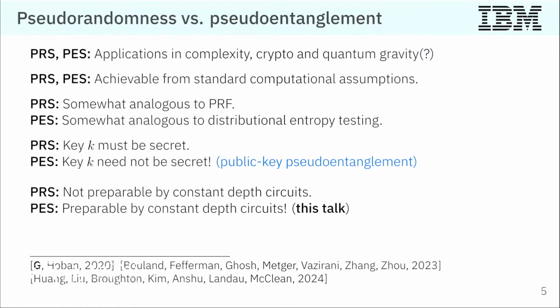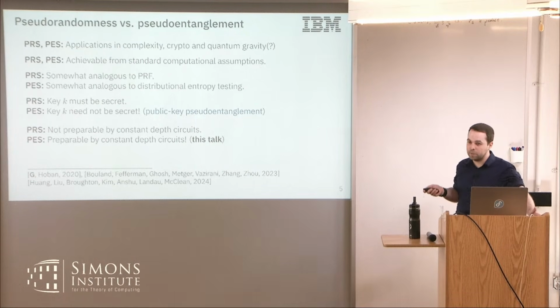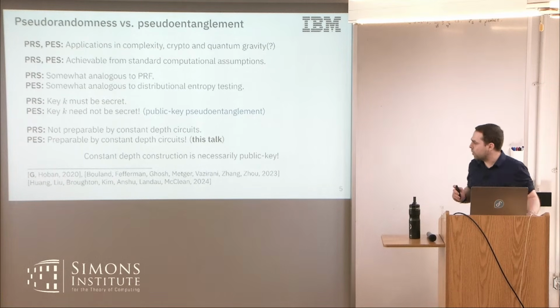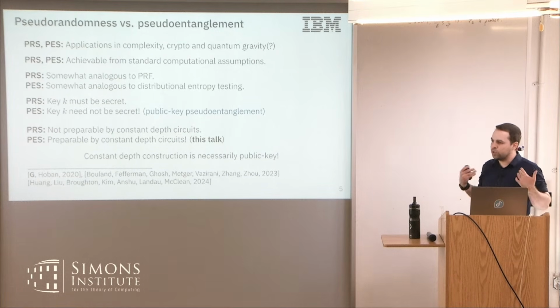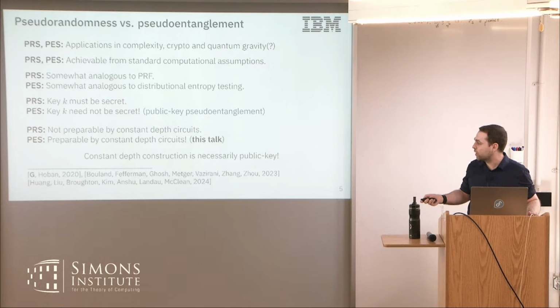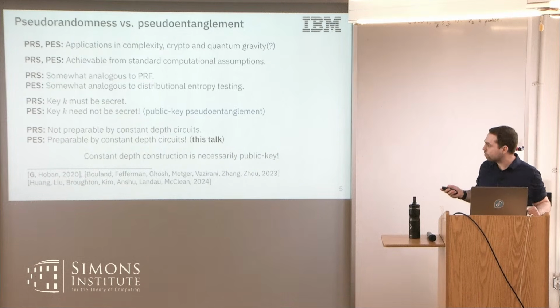But interestingly, what I'll basically talk about is that it seems that pseudo-entangled states can actually be prepared with purely constant depth quantum circuits. And in fact, as we'll see, geometrically local, like 2D local constant depth circuits with just single and 2 qubit gates. So this implicitly means that this construction is public key because even if you don't give me the circuit, I could just learn it from polynomially many examples using this Huang et al. result. So necessarily, this construction has to be public.